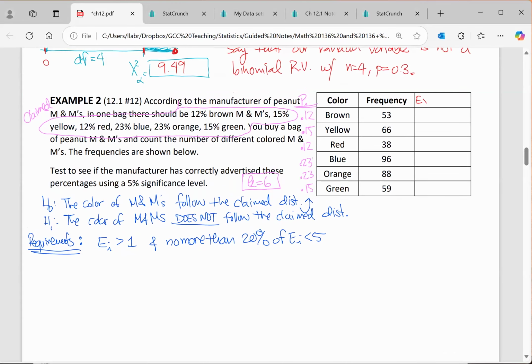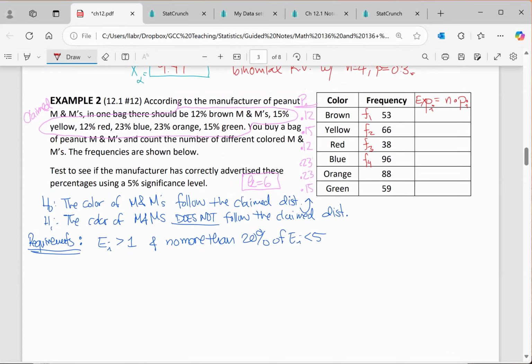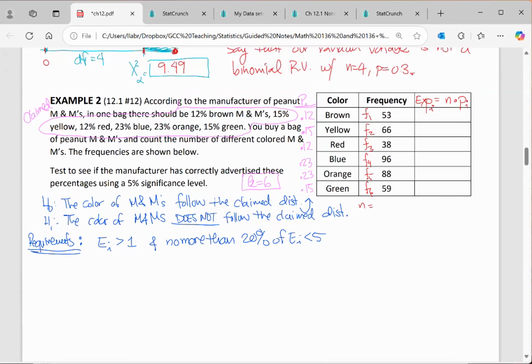So here we're going to put expected. And remember that the formula for this is n times pi. So you need to know your sample size. Unfortunately, they didn't tell me the sample size. They just gave me the frequency. So frequency in group 1, frequency in group 2, group 3, 4, 5, and 6. But that's okay because we've seen this before in earlier chapters, and all we do is add up all of these numbers and get our sample size. I've already done it. It turns out there's 400 M&Ms. So this was a big bag of M&Ms.